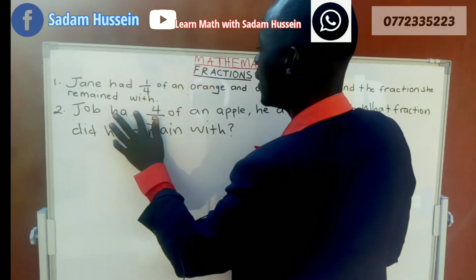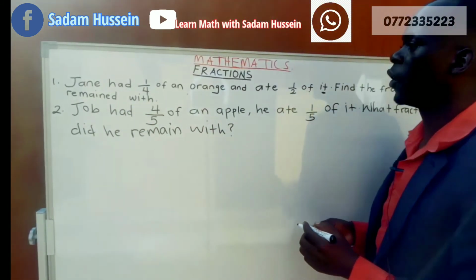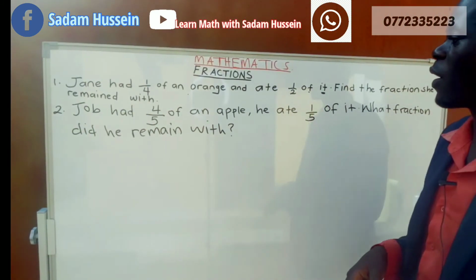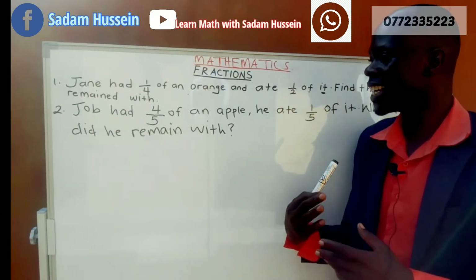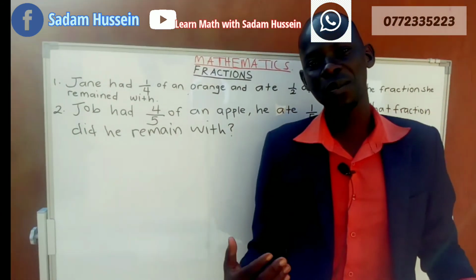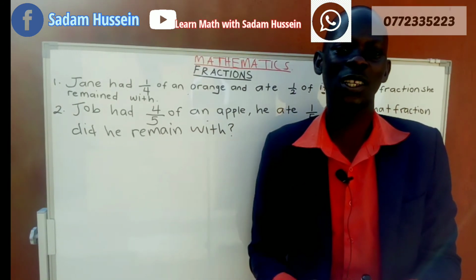Job had 4/5 of an apple. He ate a fifth of it. What fraction did he remain with? Please, this is a very simple question. From my example, you can now find out what you're supposed to do.